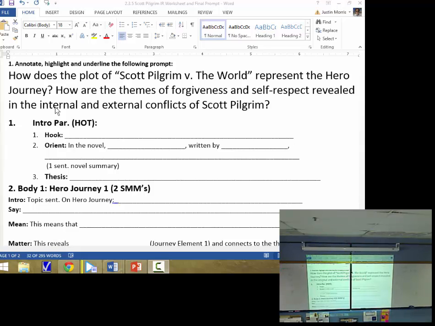Choose any of the details from the plot. Tell me what part of the hero journey it is, and tell me why it is an internal conflict or an external conflict. It's a very simple thing here, and by the end you'll have a nice analysis to look off of as you need to.